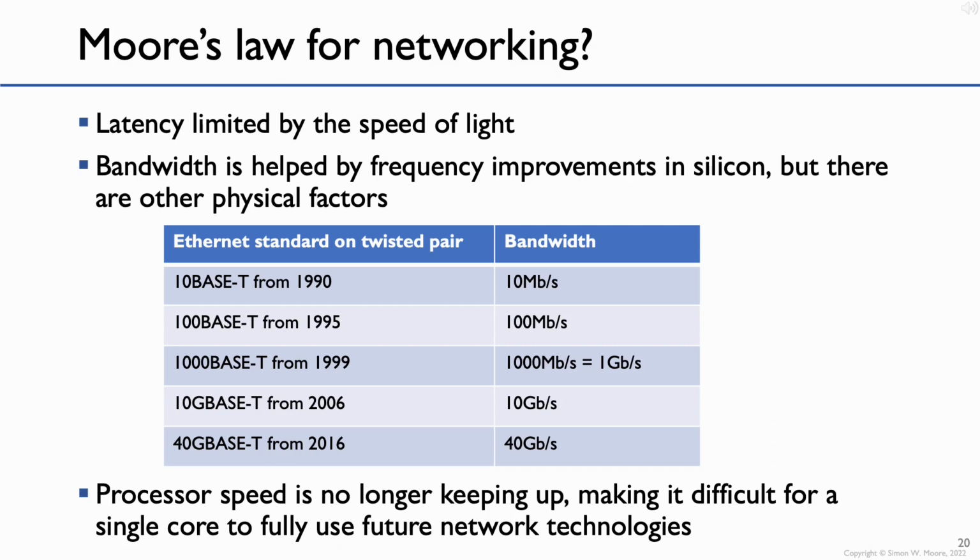Once you get these higher data rates like 40 gig and 100 gigabit, it actually becomes very difficult for a processor to either produce or consume that traffic, because obviously the processors aren't actually getting any faster. So that's an interesting challenge.